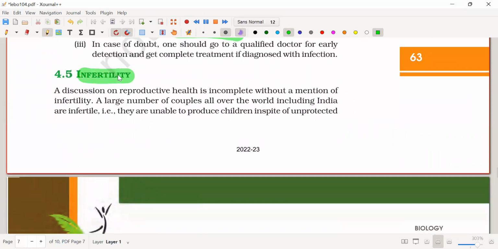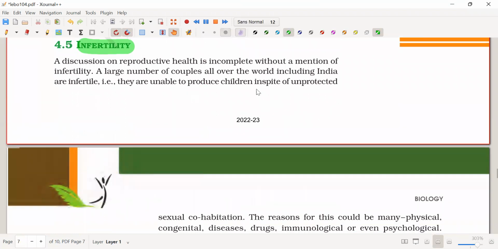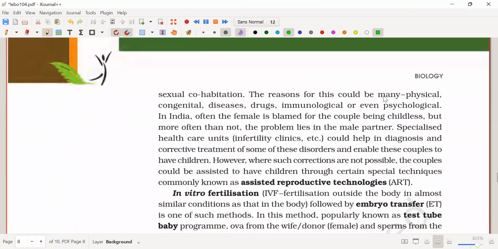5.5 Infertility. A discussion on reproductive health is incomplete without a mention of infertility. A large number of couples all over the world, including India, are infertile. They are unable to produce children in spite of unprotected sexual cohabitation. The reason for this could be many: physical, congenital diseases, drugs, immunological, or even psychological.